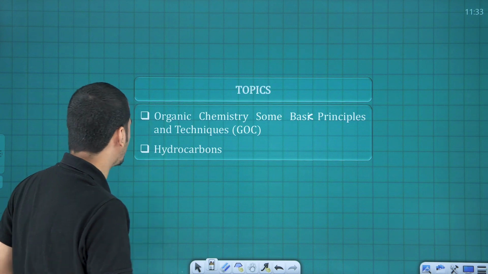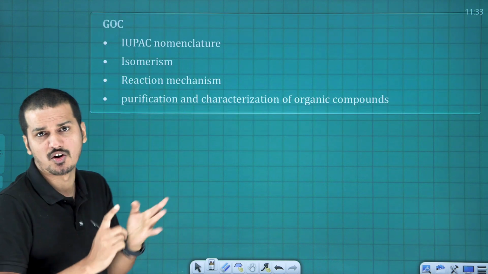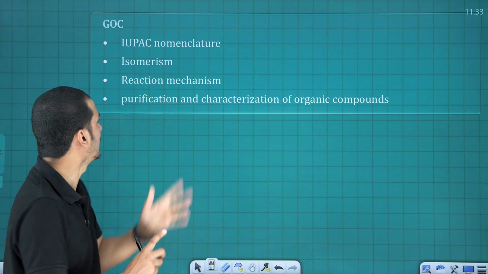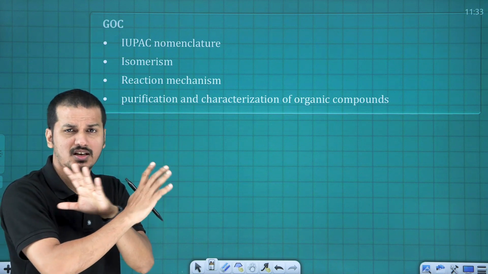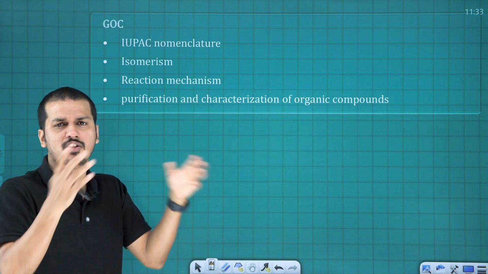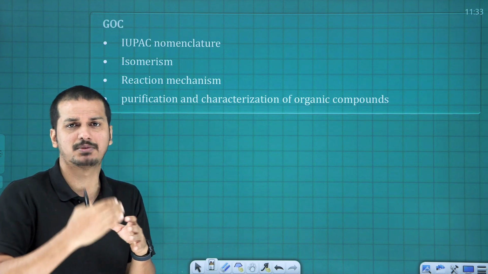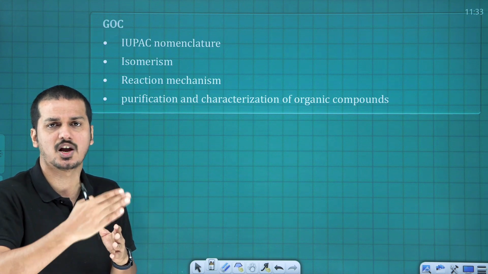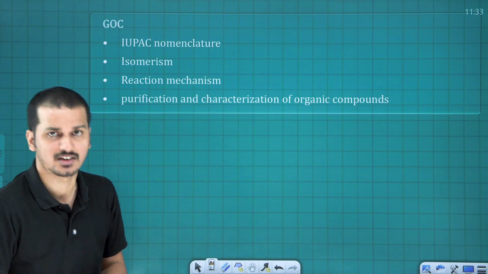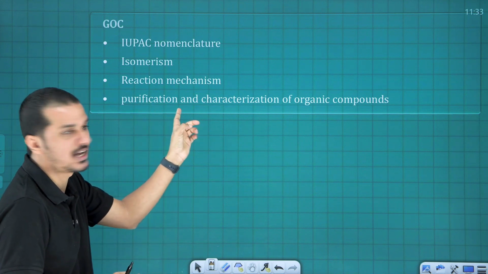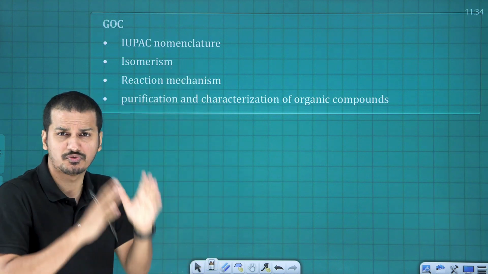Ready? So in the first chapter, GOC, general organic chemistry, mainly we have to learn IUPAC nomenclature, then isomerism, then reaction mechanism. Each portion is important, and whenever we elaborate, a lot of concepts are there. If you know the reaction mechanism, then only you can apply those ideas in the grade 12 chapters like alcohol, phenol, ethers, haloalkane, haloarenes, aldehyde, ketone, carboxylic acid, amines, even in hydrocarbon. Correct? So next, purification and characterization of organic compounds. Those are the four important topics you have to focus on mainly.